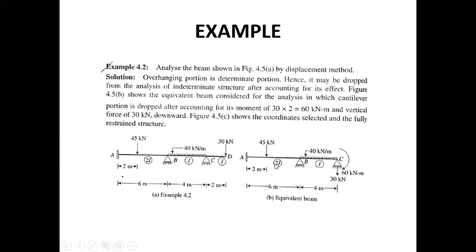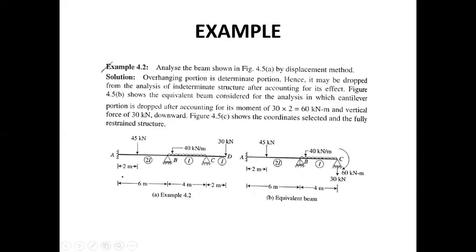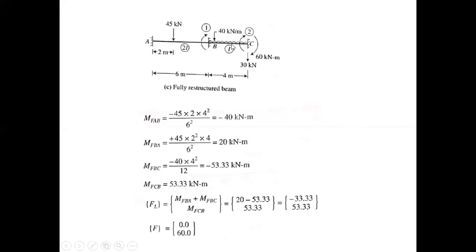Now, in this case, again, we can see that we have to select 2 coordinates, that is coordinate 1 and coordinate 2. Coordinate 1 will be at B, and coordinate 2 will be at C. So after selecting the coordinates, we have to convert it into a fully restrained structure. So B will become fixed. Also C will become fixed. See here, A was already fixed. B we have converted to fixed, and C we have also converted to fixed. Now this is a fully restrained beam for the previous beam.